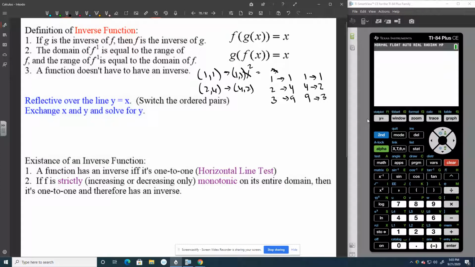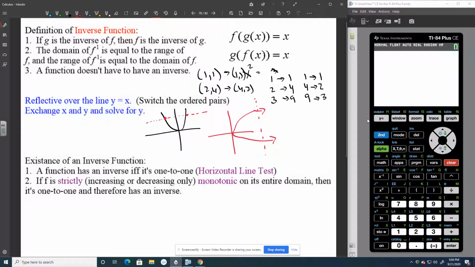Couple things about the existence. For an inverse function to exist, it has to pass the horizontal line test. So for example, the problem with my x squared function is if I draw a horizontal line, I hit my function in two different places. And that becomes a problem because the inverse of this function would actually look like this. It's like a sideways parabola. The problem is this isn't a function because it doesn't pass the vertical line test.